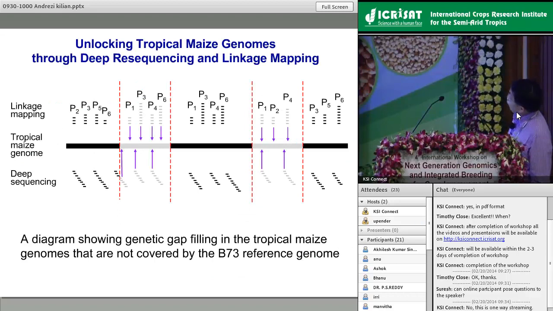So with that, if we use all the resequenced or GBS populations by linkage, we can build different linkage maps. So we put the markers in the missing region, okay? This is the gap. At the same time, with the deep sequence data, we can build the contigs. Some will drop in the gap. So we can combine these two together, okay? We fill the gap that way.